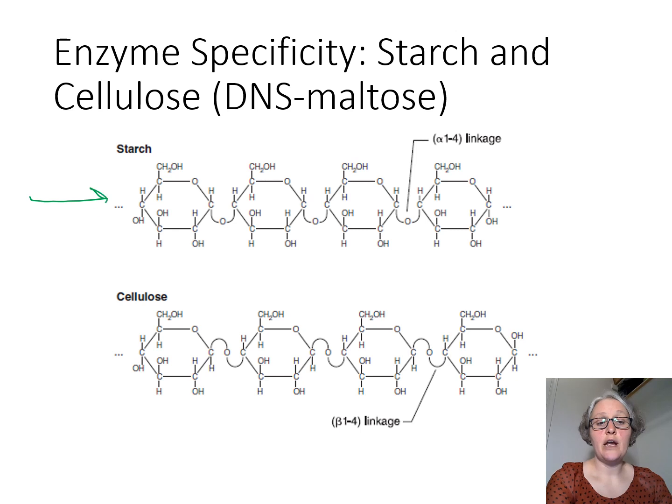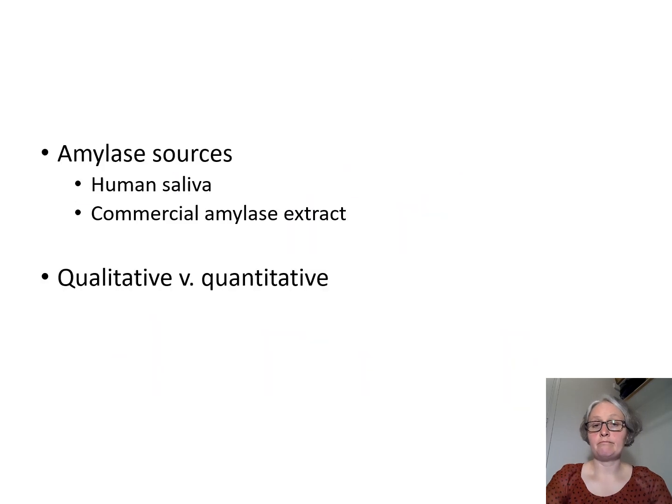We know that amylase likes to react with starch. What we're wondering is, does amylase also react with cellulose? Cellulose and starch are very similar in structure. They're both made up of glucose monomers. The difference is the linkage between them, whether they have the alpha or the beta linkages.